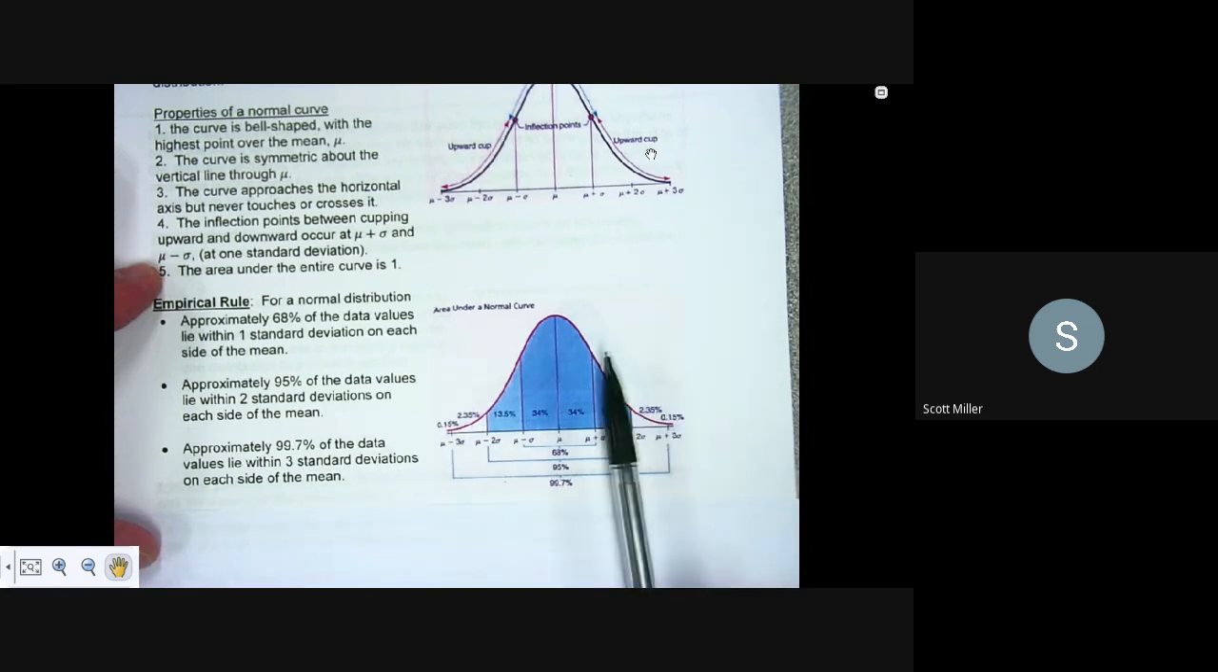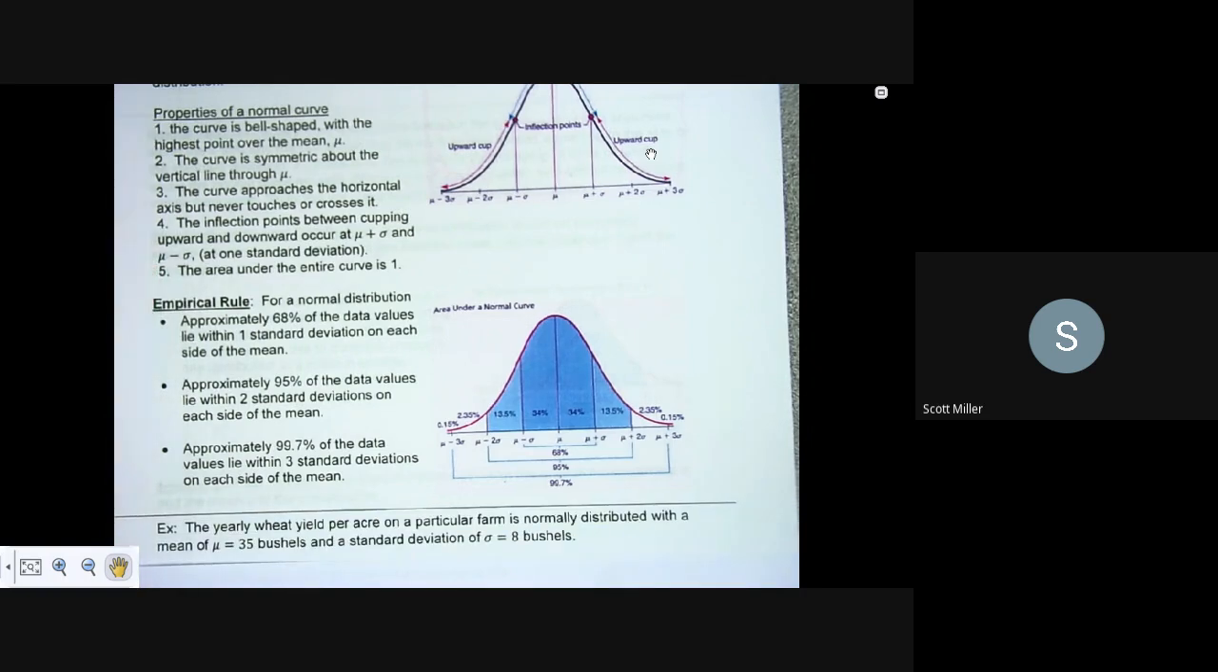But anyway, we can use this now. If 68% land within 1 standard deviation, you can see clearly that 34% are above the mean and 34% are below the mean in that 1 standard deviation. This is 2 standard deviations above. Since 95% is within 2 standard deviations, you can figure out what percentage is in each little area. And so you use this to help you answer some questions.